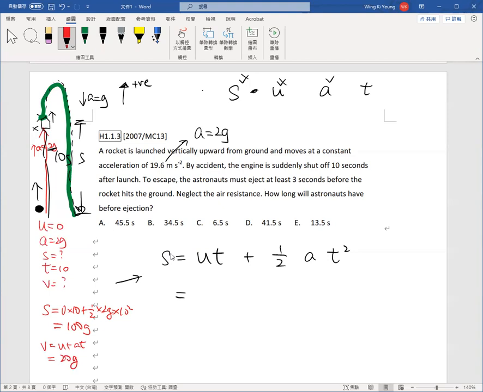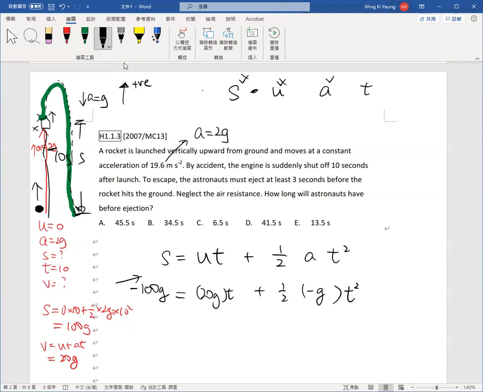So the u is upwards. You substitute it to be 20g here, and the acceleration of the green part of the motion is negative g, because it's downwards, so I take it to be negative. For the displacement, be aware that the magnitude is 100g, but it's a downward motion, so you need to take it to be negative 100g. Then you solve the equation.